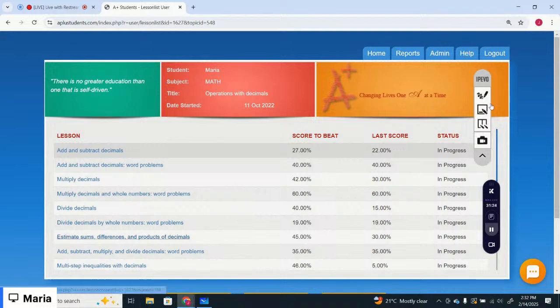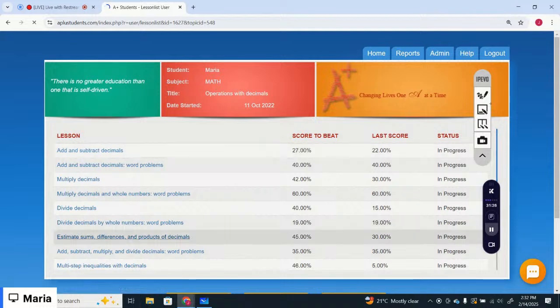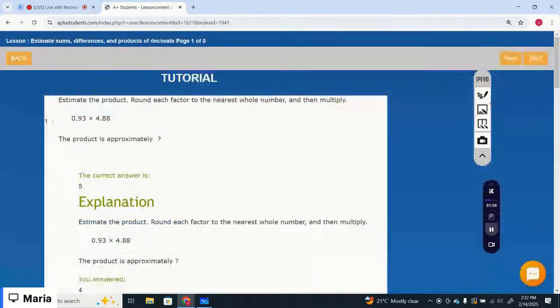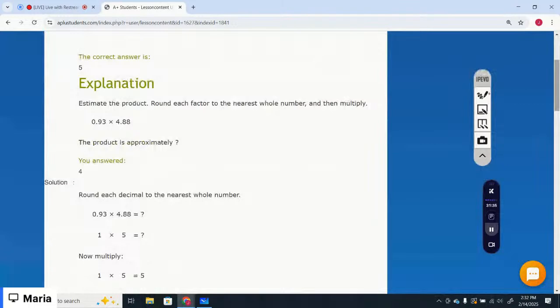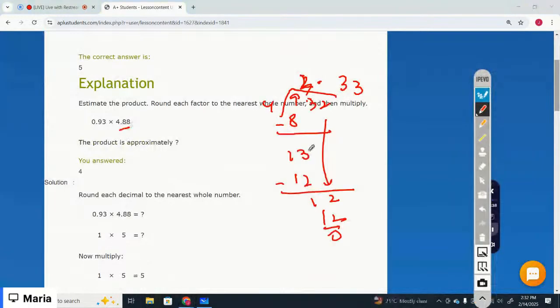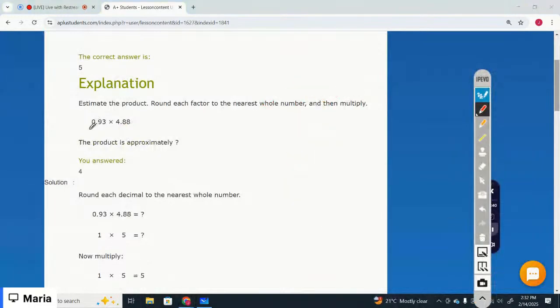That is estimate sums, differences, and product of decimals. Let's just start with the lesson. To estimate the product, round each factor to the nearest whole number and then multiply. The first thing is you need to round them off, right? So here you have 0.93. Just look at the very first digit after the decimal, that is 9. And 9 is greater than 5. So you need to round up. Round up means add 1 to the whole number.